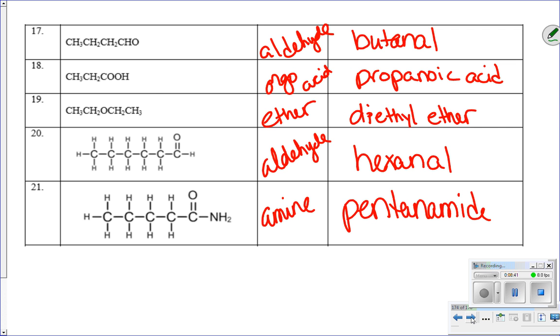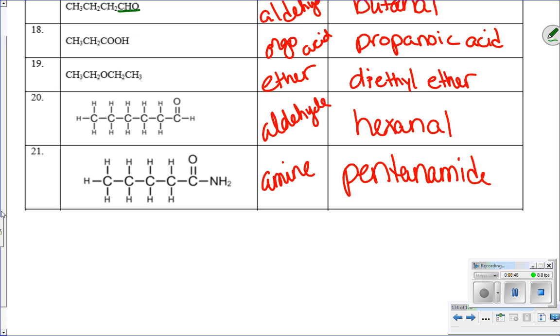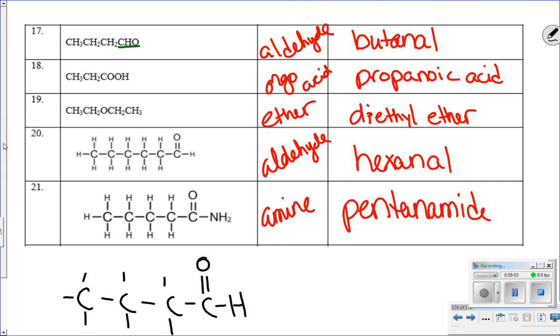For my aldehyde, this is a condensed formula. This is something you need to be able to recognize. So the CHO right here. To show that drawn out, just for your eyes, we got CH3, CH2, CH2, C, double bonded O, and H. That's what that CHO actually means. So you do need to be familiar with that abbreviation. That is an aldehyde with 1, 2, 3, 4 total carbons. So butanal. So butane becomes butanal.